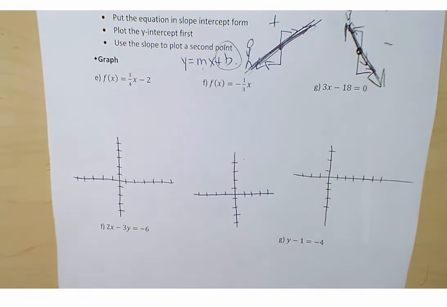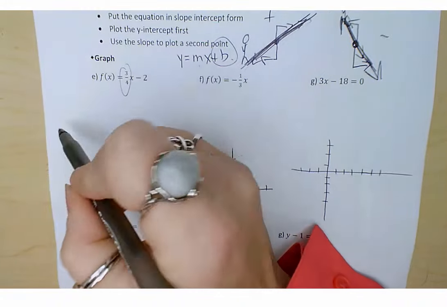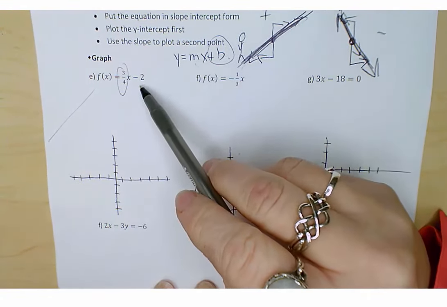Otherwise, let's jump straight into these examples. Example E, we are going to graph y is equal to 3/4 x minus 2. First off, this is a positive slope, so our graph should be going in this movement. Always start with your y-intercept over here, though.